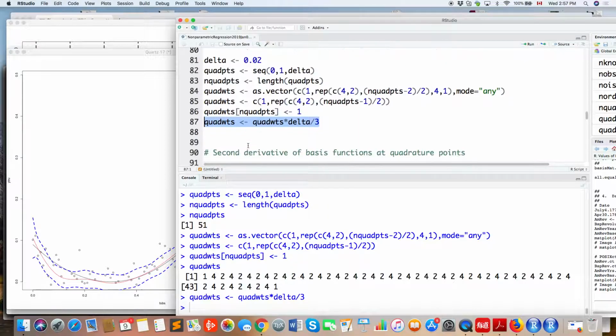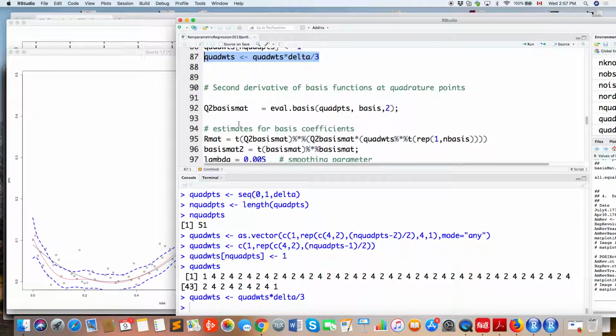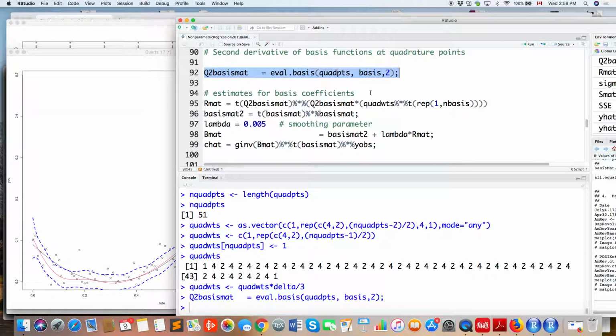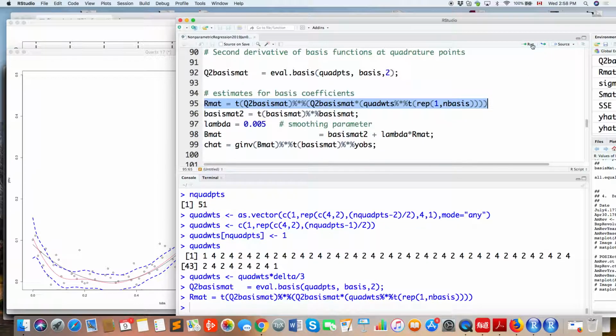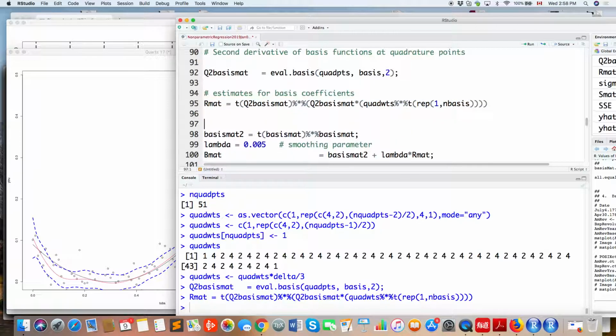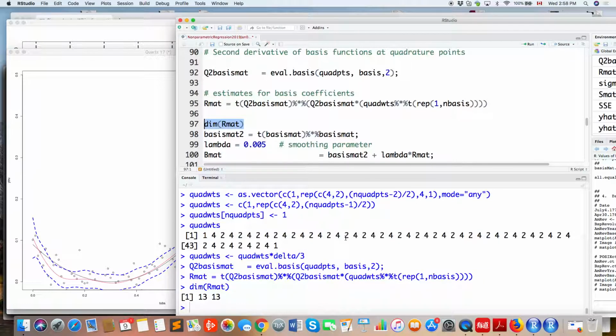So this is the quadrature weights. After we got the quadrature weights, first we can evaluate the second derivative of the basis function at these quadrature points. This will be our second derivative of the basis functions, and then using matrix multiplication we get the R matrix. So this is the R matrix, and its dimension should be 13 by 13, right?